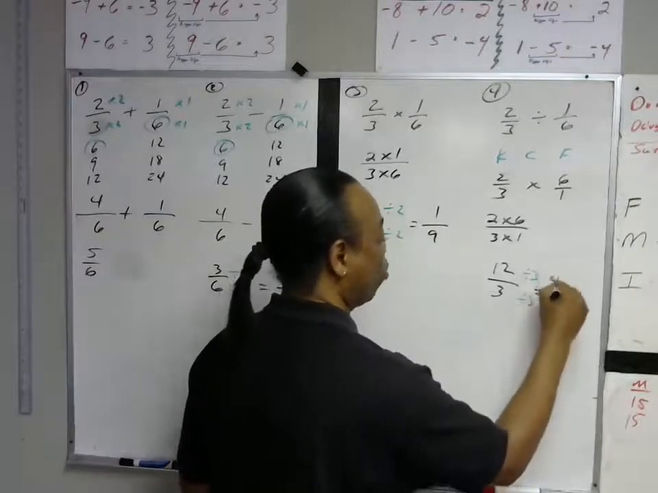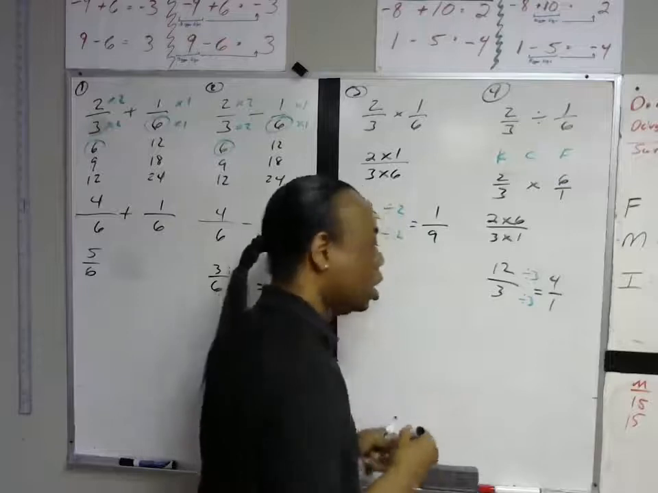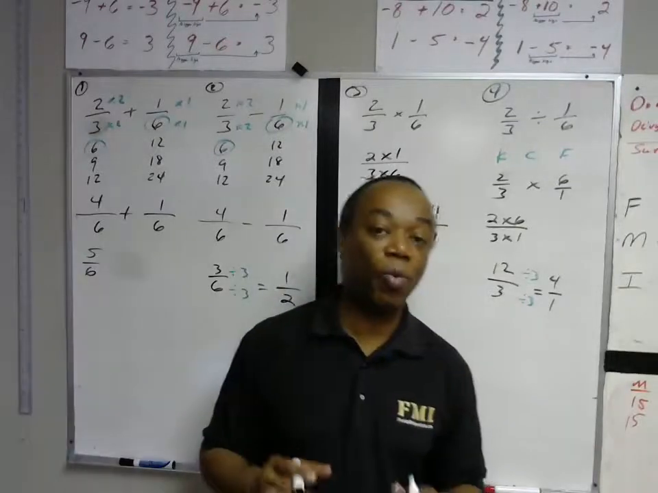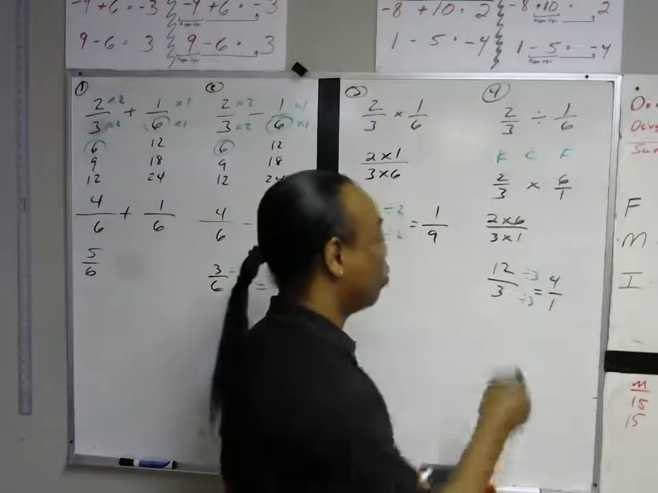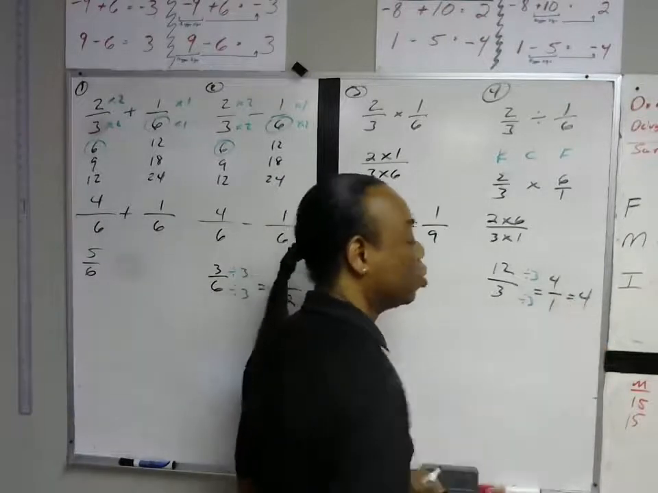And we end up with 4 over 1. Now, 4 over 1 can be simplified once again. Any number over 1 can be simplified to a whole number. So 4 over 1 can be simplified to a 4.